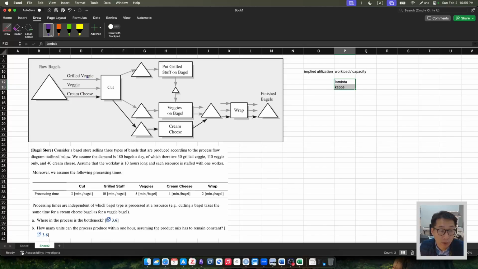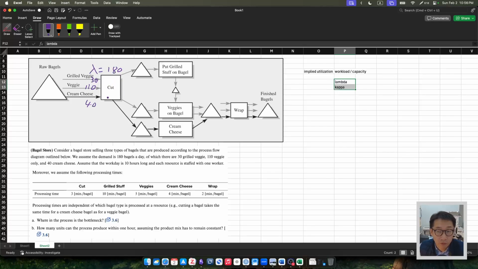Graphically means I'm just going to annotate here. For the cut process, the total lambda is 180. Let me do it again: it's 30 here for grilled veggie, 110 for veggie, and 40 for cream cheese. So in total, your lambda is 180.